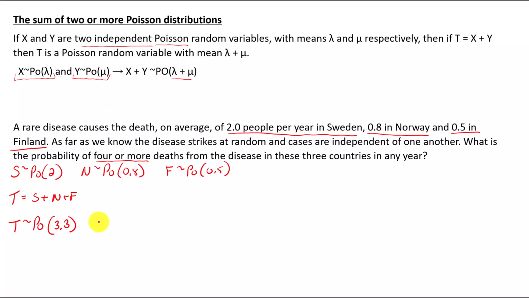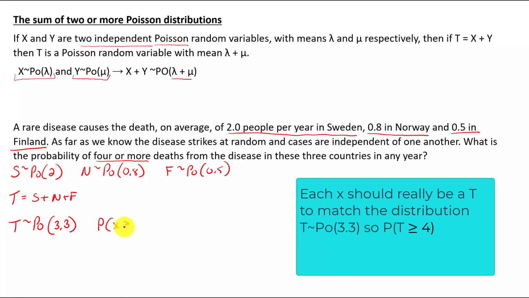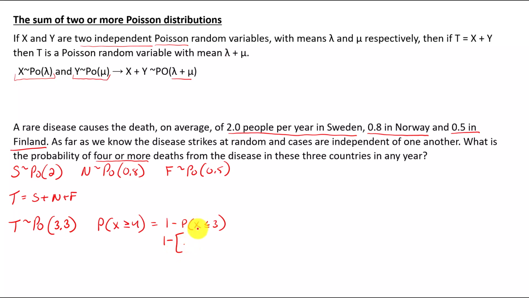Okay, so what we want to find is the probability that there are 4 or more deaths. So the probability that x is greater than or equal to 4. And remember, we're going to do 1 minus the probability that x is less than or equal to 3. And again, that setup is we have to do 0, 1, 2, and 3.